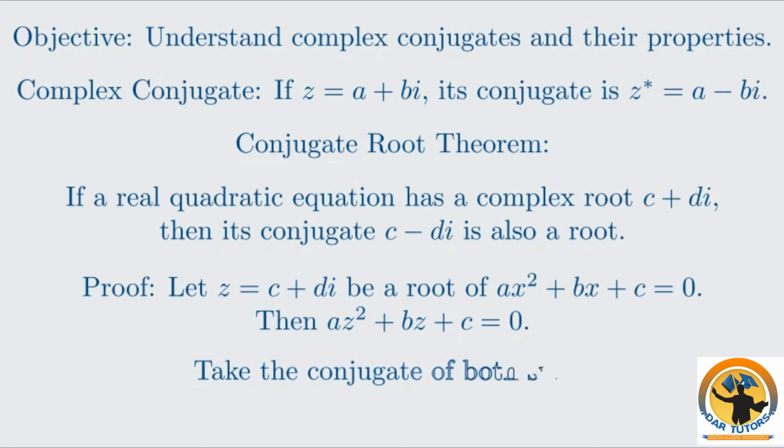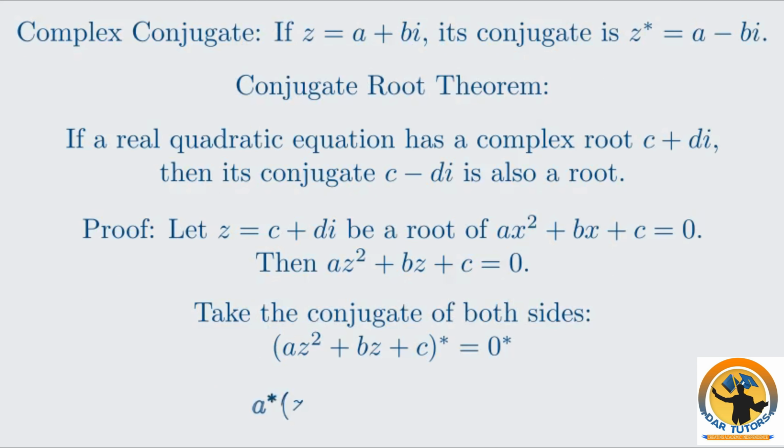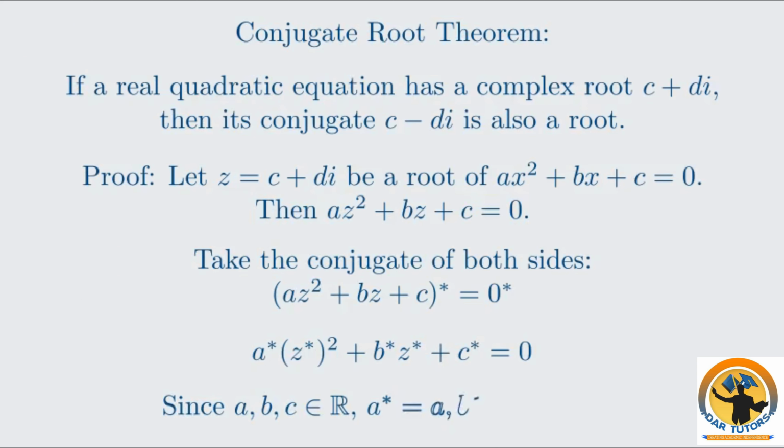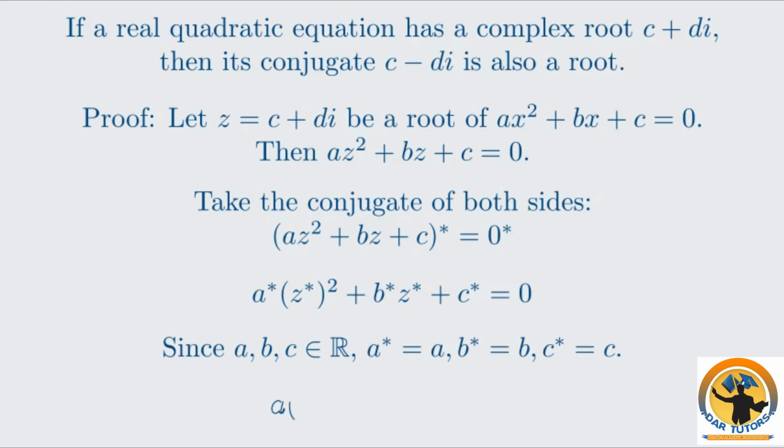On the left side, we can use the properties of conjugates we'll explore later, which state that the conjugate of a sum is the sum of the conjugates, and the conjugate of a product is the product of the conjugates. This allows us to distribute the conjugate. We get a star times z star squared plus b star times z star plus c star equals 0. Since a, b, and c are real numbers, their conjugates are just themselves. So a star is a, b star is b, and c star is c.